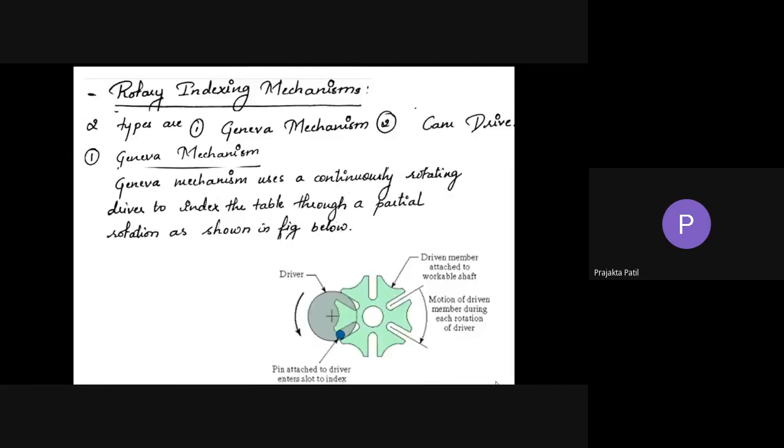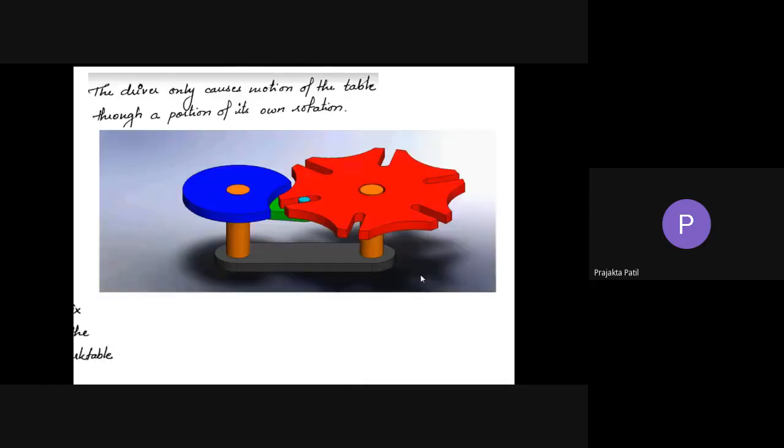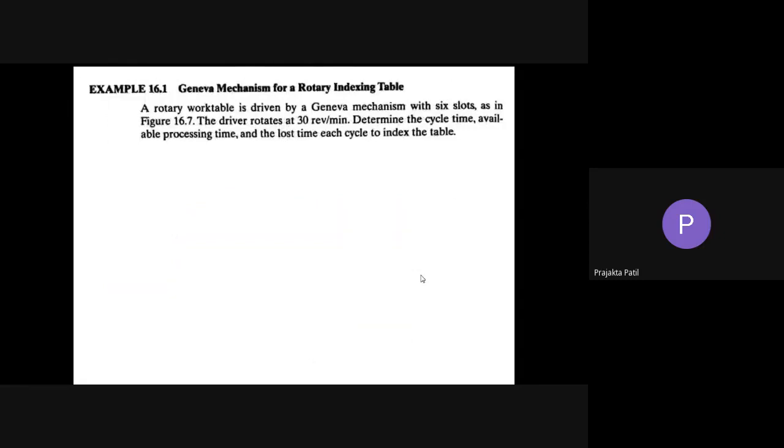Here it is. So this is the figure, the Geneva wheel figure. This has 6 slots. This is how the Geneva wheel mechanism looks in the given problem statement 16.1. The driver rotates at 30 revolutions per minute. Determine the cycle time, available processing time, and the lost time each cycle to index the table.